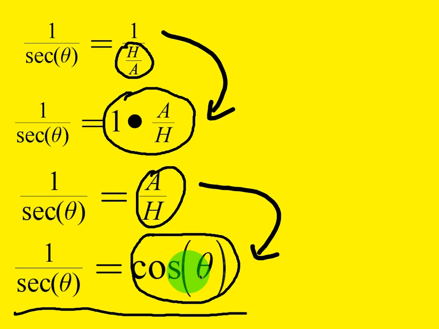Again, if you don't remember these reciprocal identities, you can always go back and quickly do the proof to figure out what they are. If you have any questions about this, let me know.